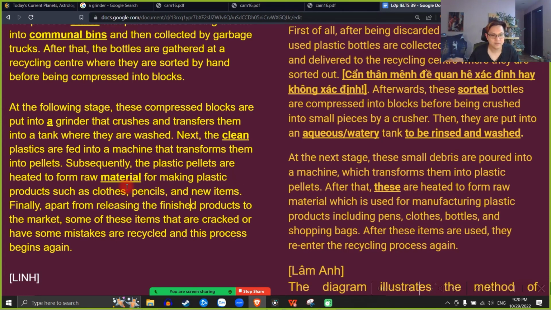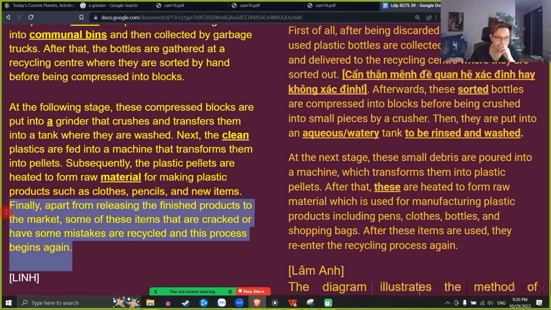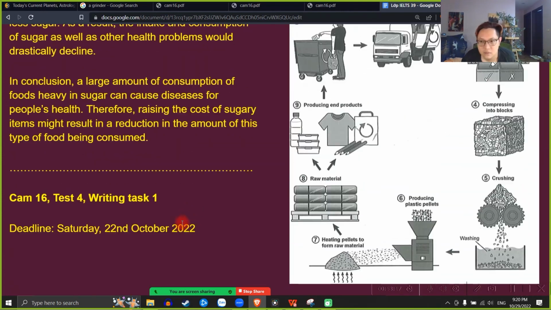Finally, apart from releasing the finished products to the market, ngoài cái chuyện cuối cùng, ngoài cái chuyện đưa những cái sản phẩm được hoàn thành đến với thị trường, some of these items that are correct. Wait, is this real? Cái ý này có thật không nhỉ? Ngoài chuyện đưa ra những sản phẩm hoàn thành đến với thị trường, một số những cái sản phẩm mà nó bị cracked, hoặc là có một số cái lỗi được tái chế lại và quá trình này diễn ra lần nữa. Wait.